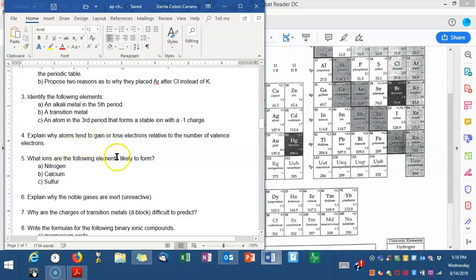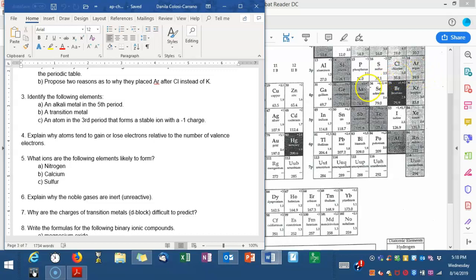Explain why atoms tend to gain or lose electrons relative to the number of valence electrons. Well, because they need to complete the octet. Explain what ions the following elements are likely to form. Nitrogen will be a nitrogen -3. Calcium will be a +2. Sulfur will be a -1. Because sulfur is, I'm sorry, -2. Sulfur is right here, so it's missing 2 electrons, so it's -2, just like in the bank, for example, you're missing $2,000 to get to zero.